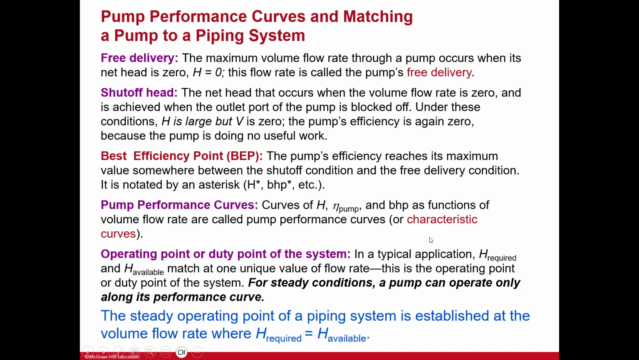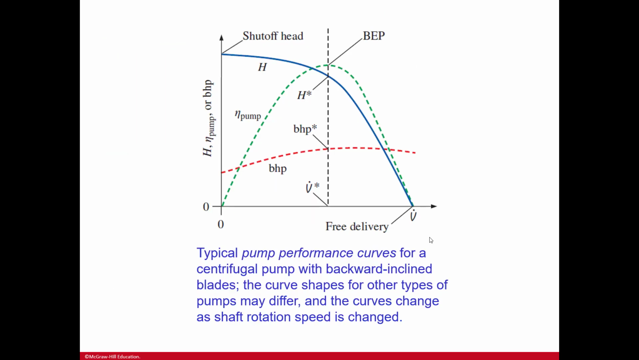And the steady operating point of a piping system is established at the volume flow rate where H required equals H available. And so you see that here. So you have typical pump performance curves for a centrifugal pump with backward-inclined blades, and the curve shapes of other types of pumps may differ, and the curves change as shaft rotation speed changes.